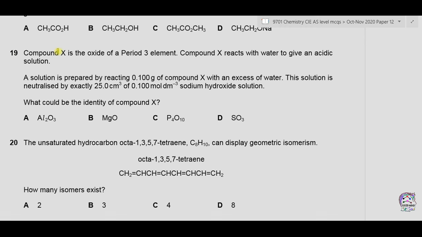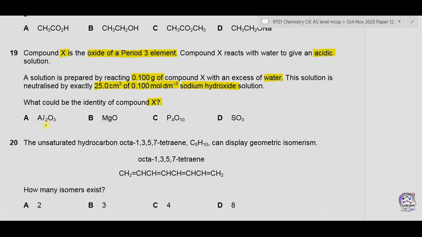Question number 19. Compound X is the oxide of a period 3 element. Compound X reacts with water to give an acidic solution. A solution is prepared by reacting 0.1 grams of compound X with an excess of water. The solution is neutralized by exactly 25 cm³ of 0.1 mole per decimeter cube sodium hydroxide solution. What could be the identity of compound X?